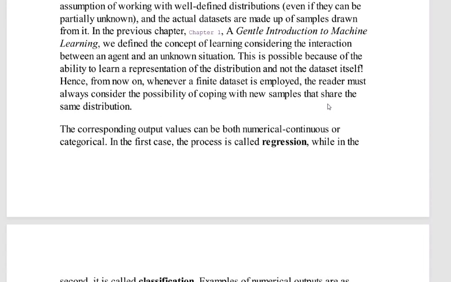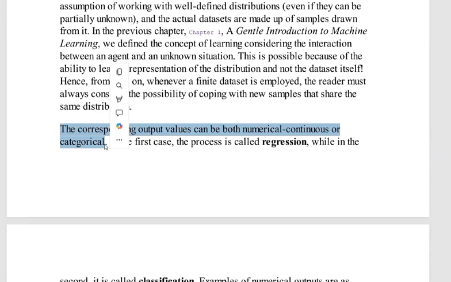The corresponding output values can be numerical, continuous, or categorical. As I said, depending upon the type of data, the output also goes with it. Like 2 plus 3 equals 5 is a numerical value, or real numbers, and 2 plus 3.5 equals 5.5 is a decimal value. So the type of input determines the type of output.